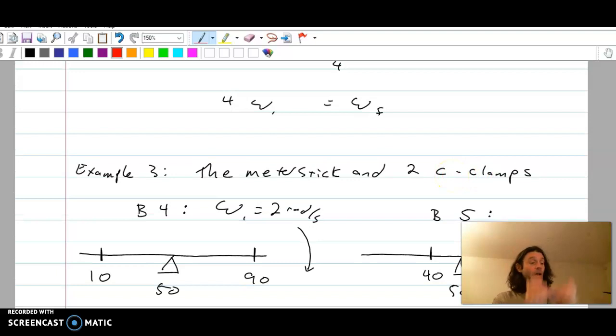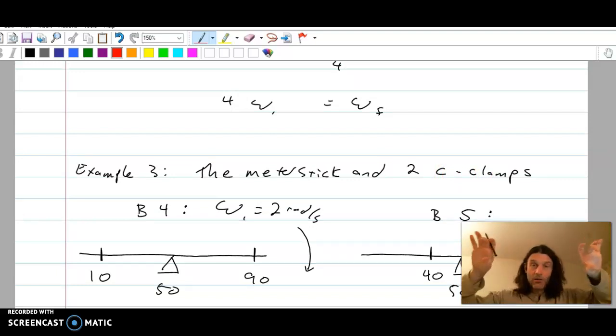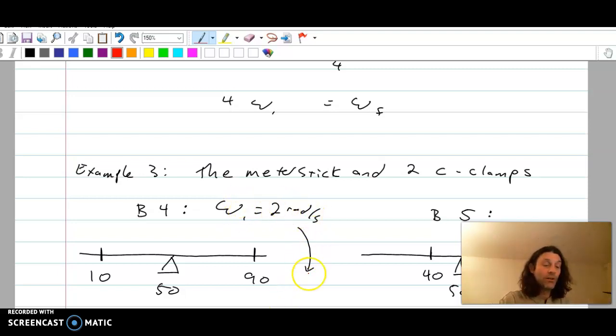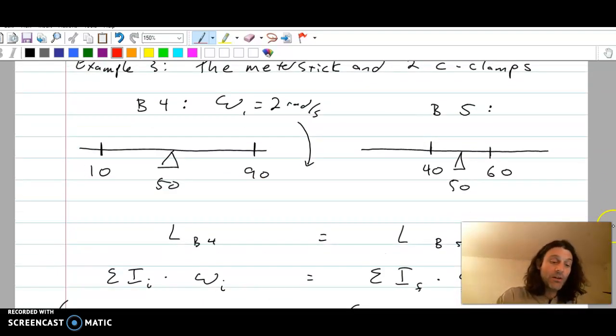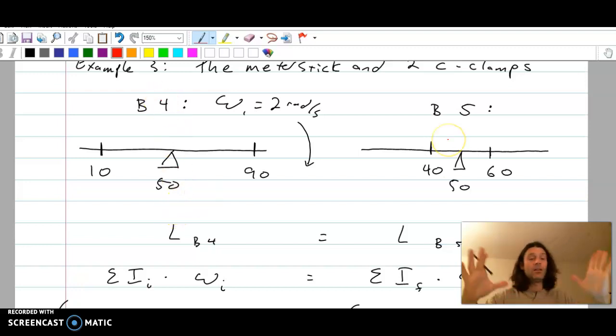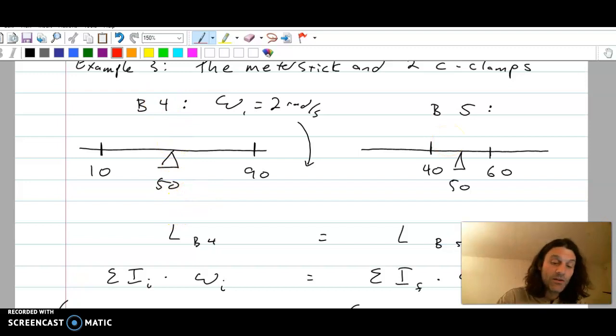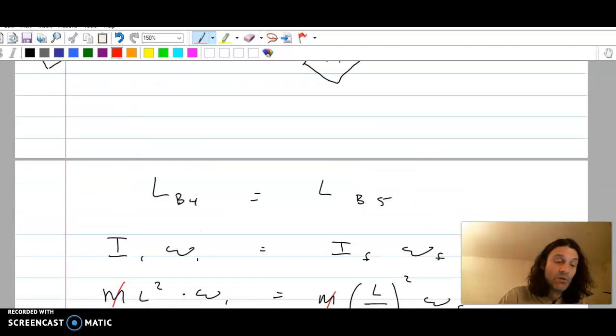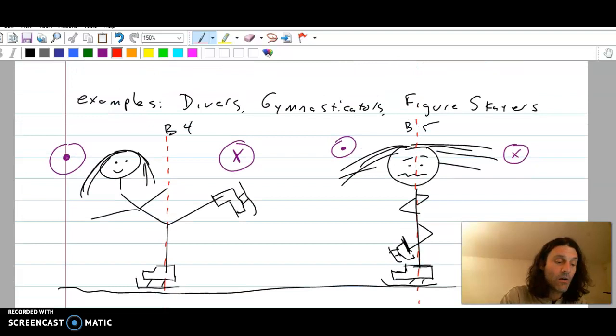All right, so before, I'm going to have those 2 C-clamps way out on the edge, way out at 10 and 90. It'll be rotating around the 50 centimeter mark. Its initial rotational velocity will be 2 radians per second. Then what I'm going to do is have those two masses come much, much closer together, and I'm going to see what the final rotational velocity is. So this is the before condition. Then those C-clamps are going to go much closer to the axis of rotation. That should remind you of this figure skater here, because in this position, the mass is far out.